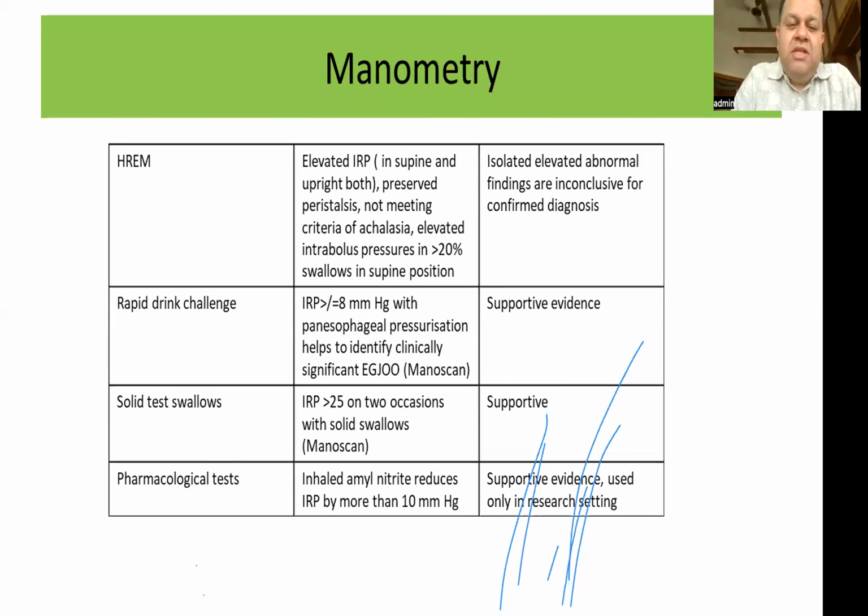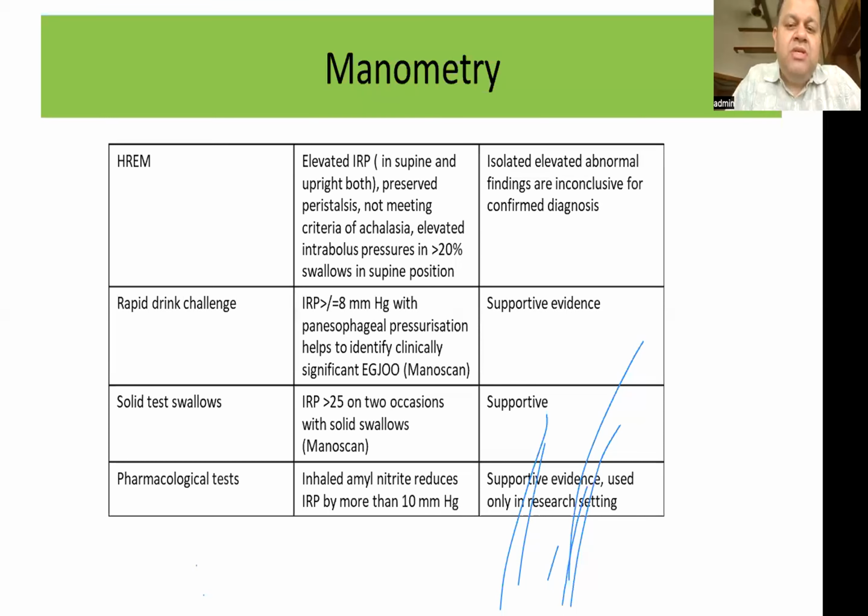Now we come to manometry. The entire diagnosis of EGJ outflow obstruction is based on manometric abnormalities. As I told you earlier, in HREM, we look at elevated integrated relaxation pressure in upright and supine position, which is one of the most important things in diagnosis of EGJ outflow obstruction. The patient should have preserved peristalsis, should not meet the criteria of achalasia, and there should be intrabolus pressurization in more than 20% of swallows in supine position. However, it is important to remember that isolated findings alone do not confirm a diagnosis of EGJ outflow obstruction.